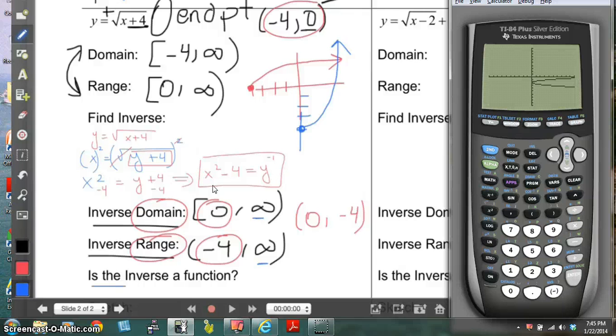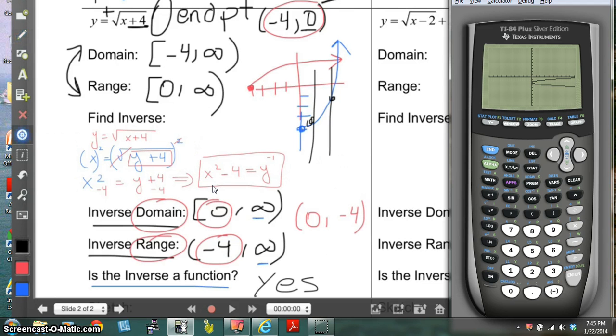Now they're asking me, is the inverse a function? In order to know that, basically they're asking about the blue part. So draw a vertical line. As you can see, the vertical line will always cut it in only one point. So yes, the inverse of a radical function is going to be a function, because the line cuts it in only one point.